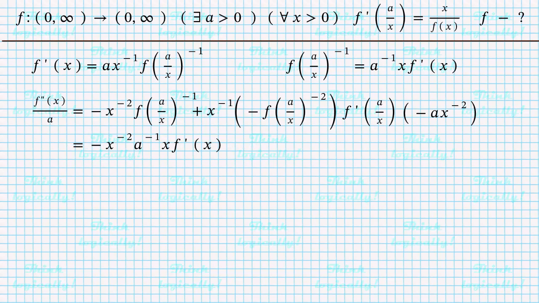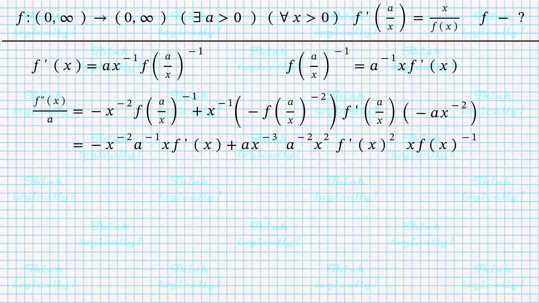Further on, we have two minuses giving plus when combined. Then x to the power of -1 times ax to the power of -2 is ax to the power of -3. We also have f of a over x to the power of -2. This is the square of the expression we found before. This means that we have to take each factor squared. Finally, the value of f prime of a over x can be found from the given equation.